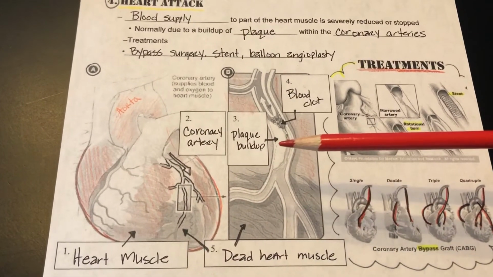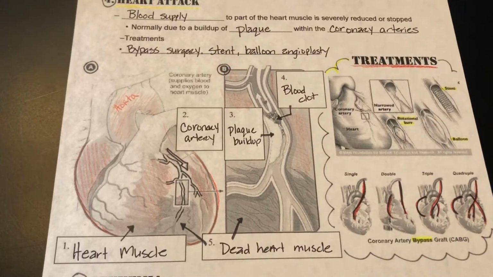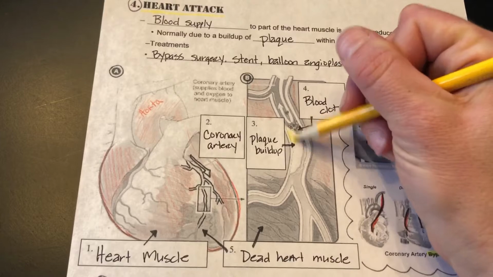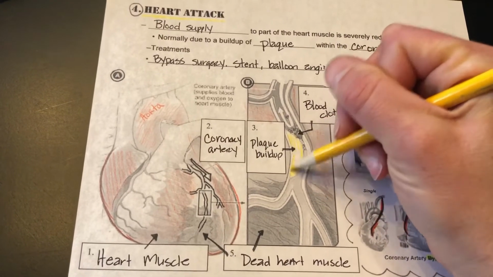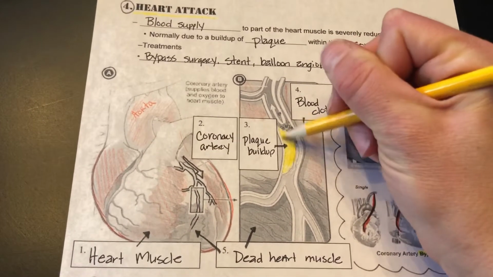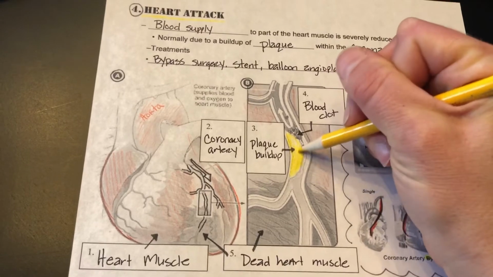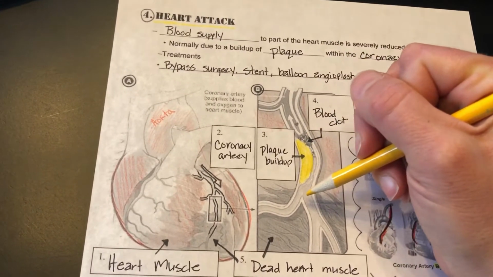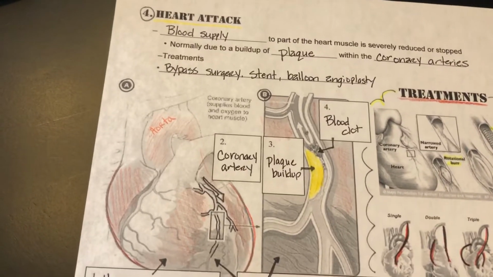Well, over here we have some plaque buildup, and this relates closely to diet and exercise, even some genetic factors. So go ahead and use your yellow to represent the plaque buildup. So it's making it harder for blood to get through.